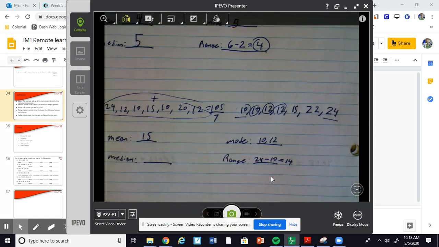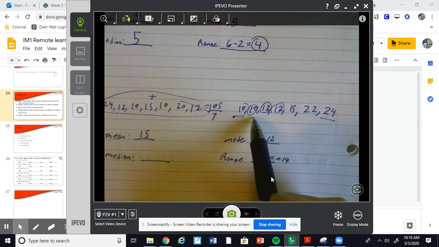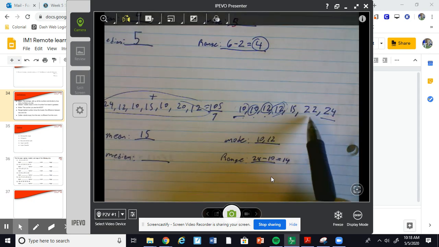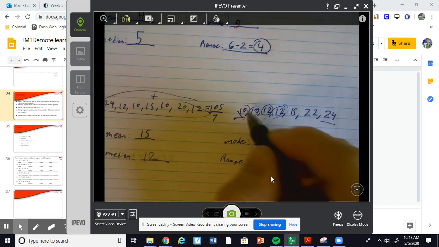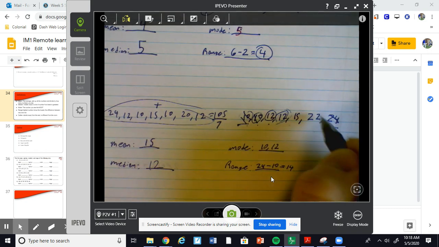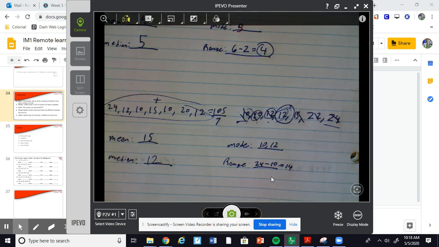And finally, the median is the number that comes in the middle. Same thing: we would count 3 in, 1, 2, 3, 12. 1, 2, 3, 12. That works. Or cancel on the outside. Again, it's 12.